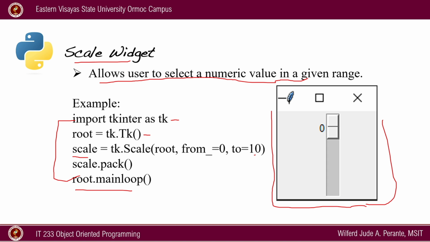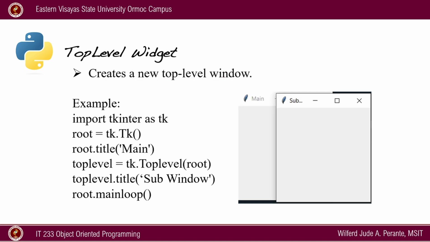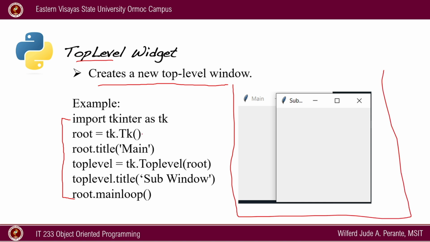Okay, so let's now proceed to the next widget. We have the top level widget. So top level widget, we create a new top level window. So now let's discuss my example code. So ito yung example output natin. So again, we're going to have our TKinter library and we create our window of the TKinter.